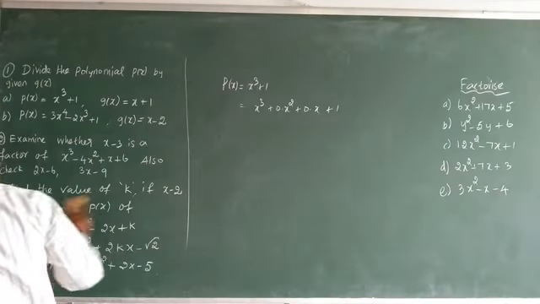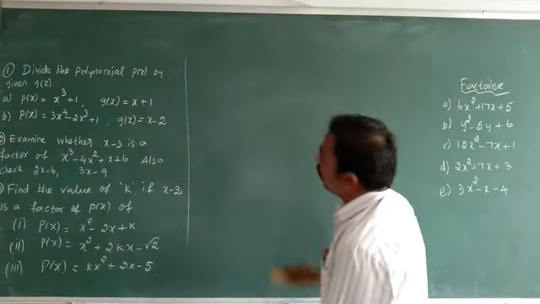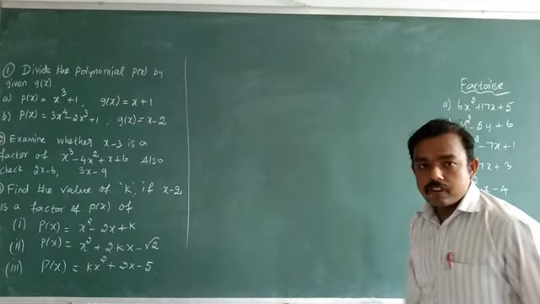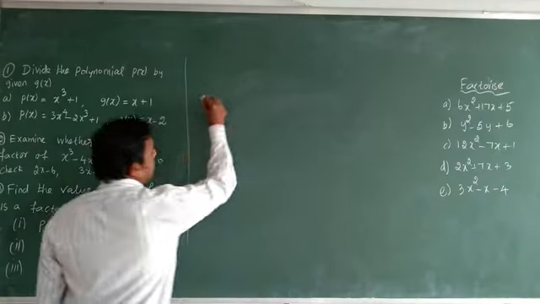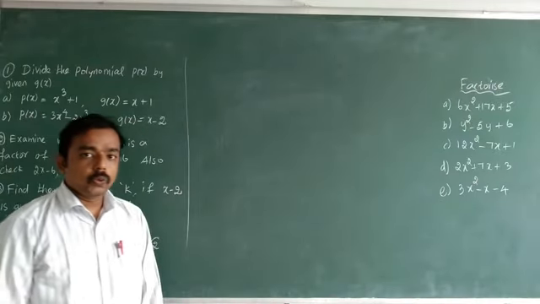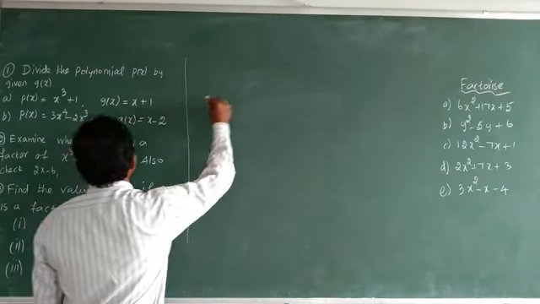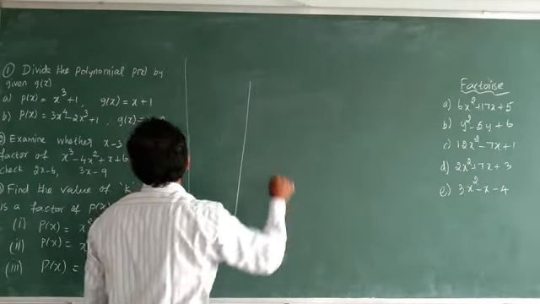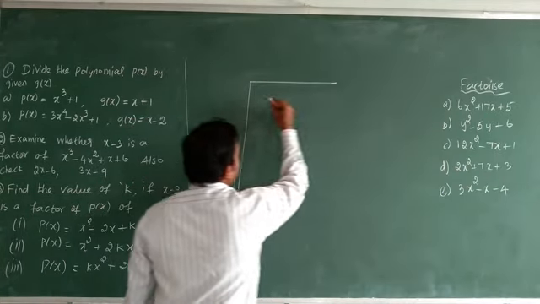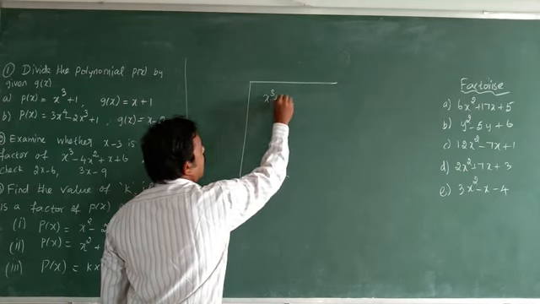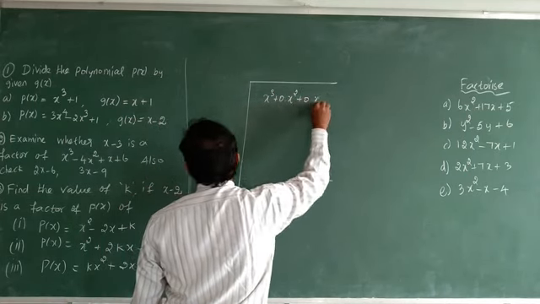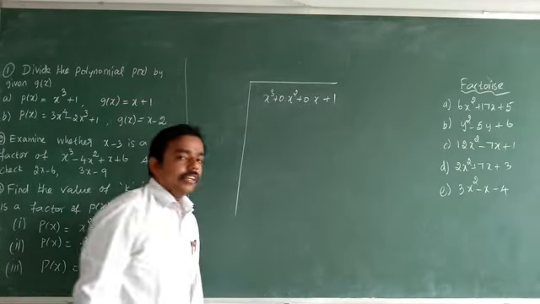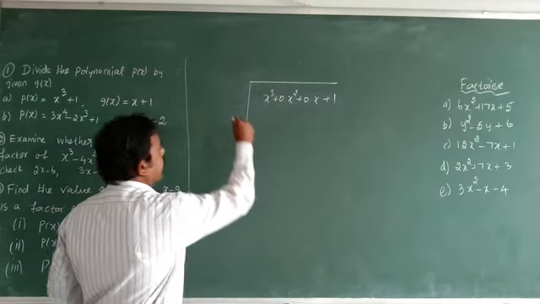Okay. Now we are going to divide this polynomial p of x by g of x. For that we are going to use the division algorithm. Here we write our p of x in standard form, that is x power 3 plus 0 into x squared plus 0 into x plus 1, because 0 into anything is 0. And here x plus 1.